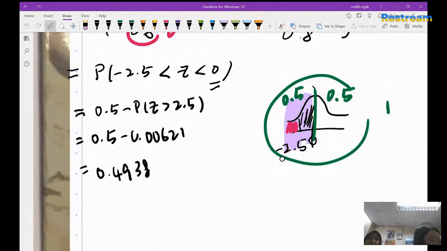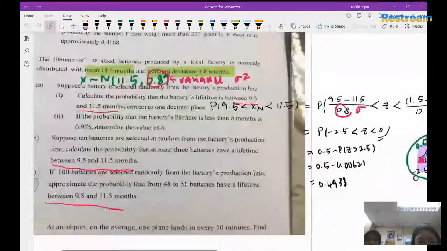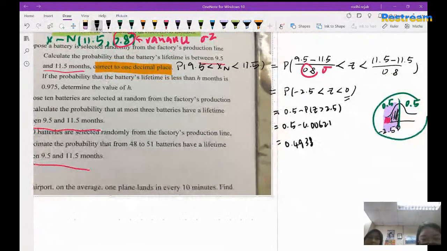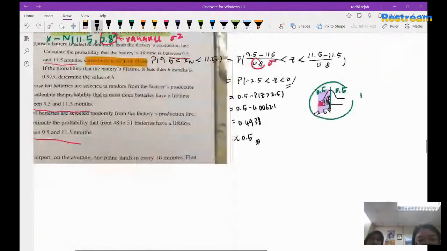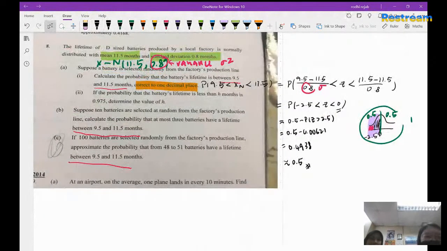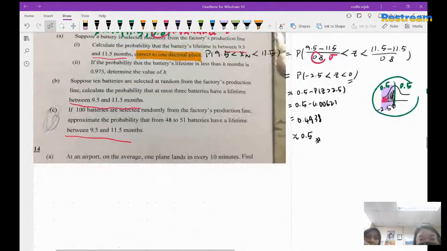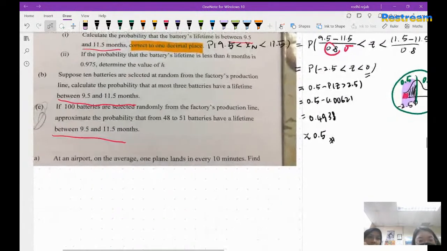Then look again. Now they want it correct to 1 decimal place. So we have to correct it to 1 decimal place: 0.5. Yeah, that's all for question A1. Then question A2: if the probability that the battery lifetime is less than H months is 0.975, determine the value of H.